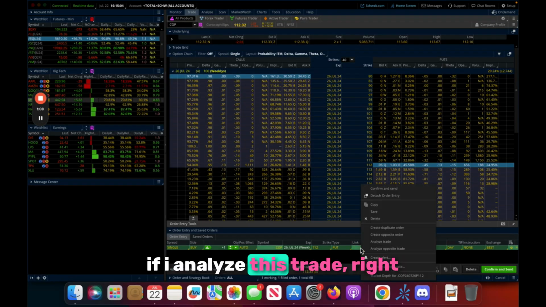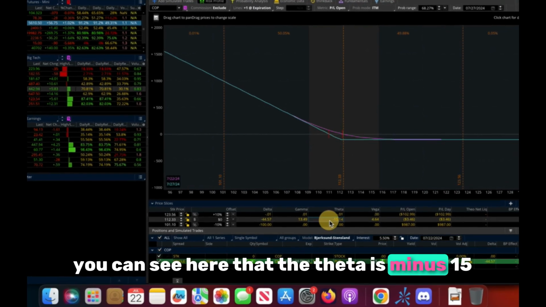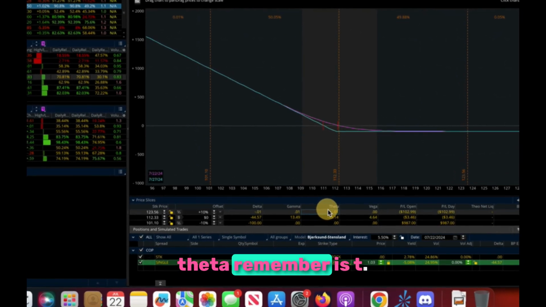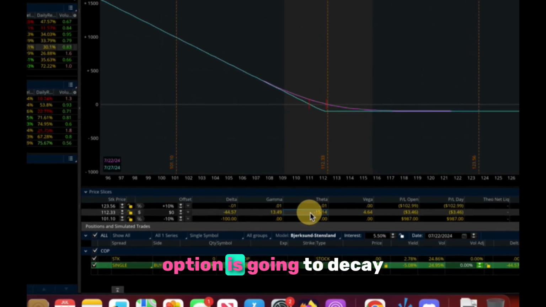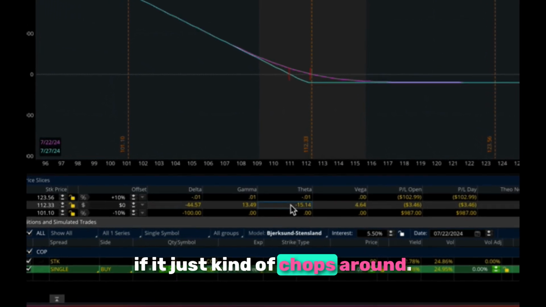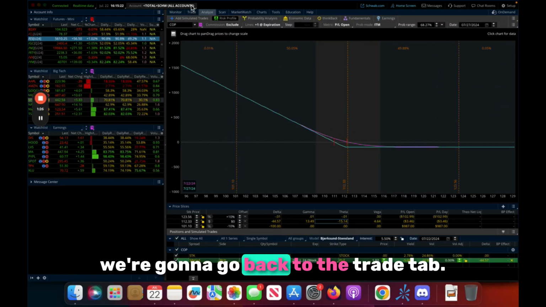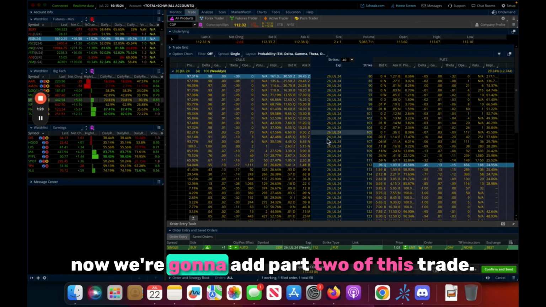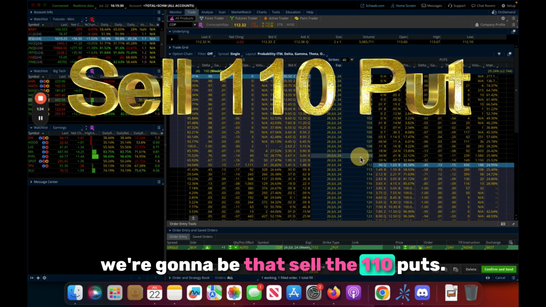If I analyze this trade, I right click and analyze, you can see here that the theta is minus 15. Theta, remember, is T. Remember the T equals time decay. This option is going to decay by $15 per day if it just kind of chops around. We don't want that. So I'm going to show you how to correct that. We're going to go back to the trade tab. Now we're going to add part 2 of this trade. We're going to be a seller. We're going to sell the 110 puts.